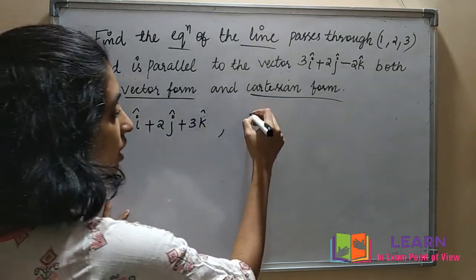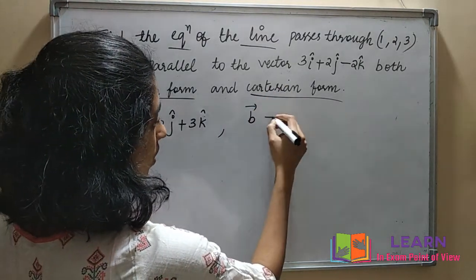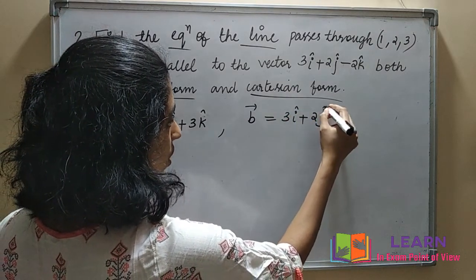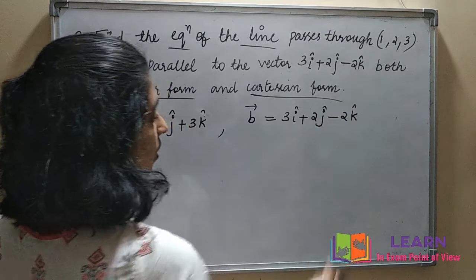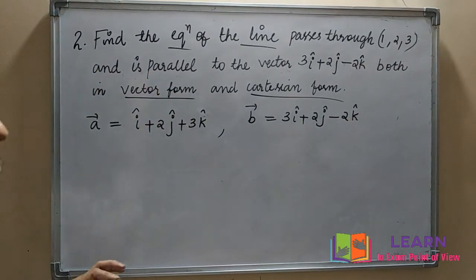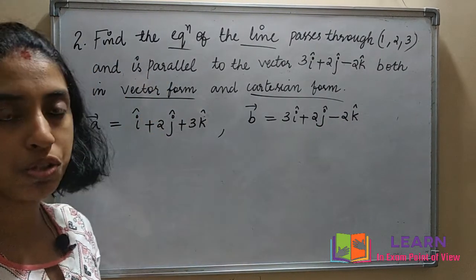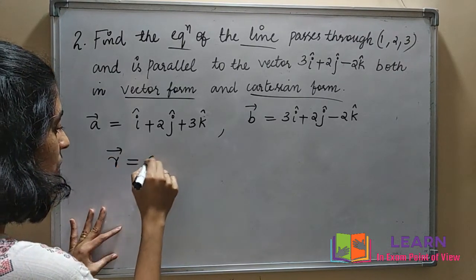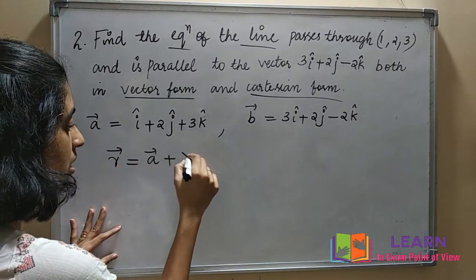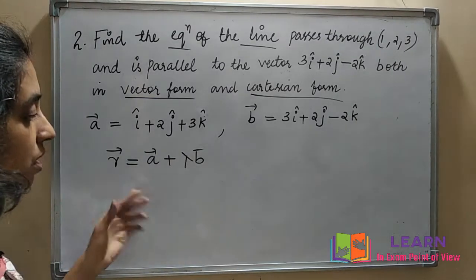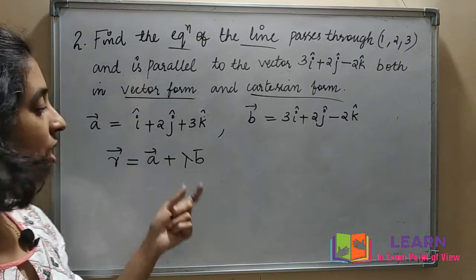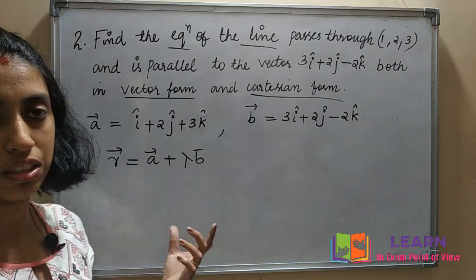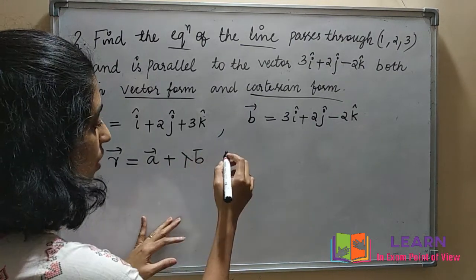And the parallel vector already given as B vector, that you can write it as 3i plus 2j minus 2k. Fine. Now, what is the vector form of an equation of a line? That you should know. It is represented as R vector equal to A vector plus lambda B vector. This is the formula, where A vector is there, B vector is there. Just substitute that in this equation. This is the vector form.